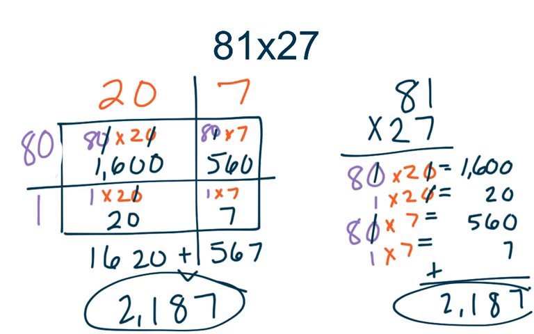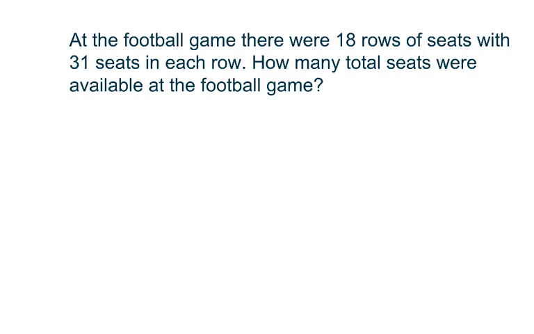Using a different method is a great way to check your work and make sure you are getting the correct answer. Okay, last problem we have to do is going to be a word problem. At the football game, there were 18 rows of seats with 31 seats in each row. How many total seats were available at the football game? Go ahead and multiply and find your answer to this problem. We had to set up our problem 18 times 31. I'm going to go ahead and set up my area model and my partial products just to make sure I am getting the correct answer.